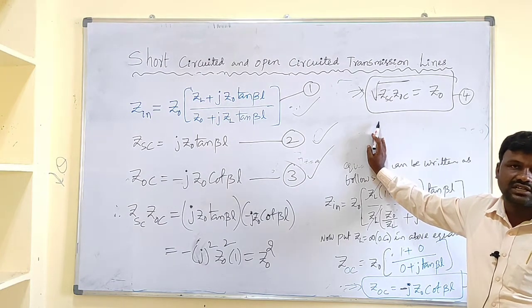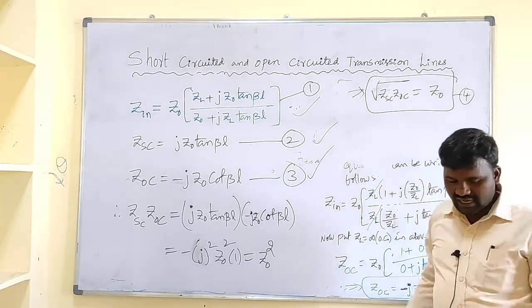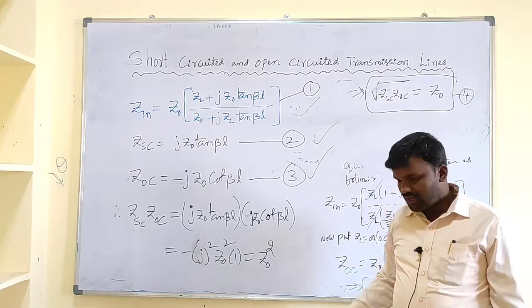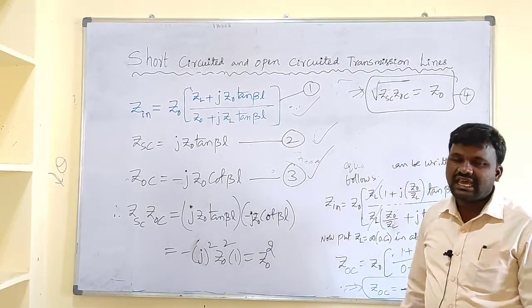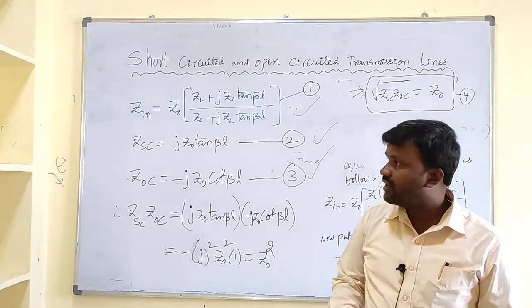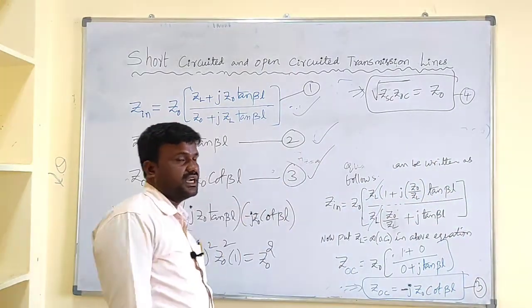Under root ZSE into ZOC equal to Z naught means the square root of the input impedances of the short circuit and open circuited line gives the characteristic impedance of the line. This is all about short circuited and open circuited lines.